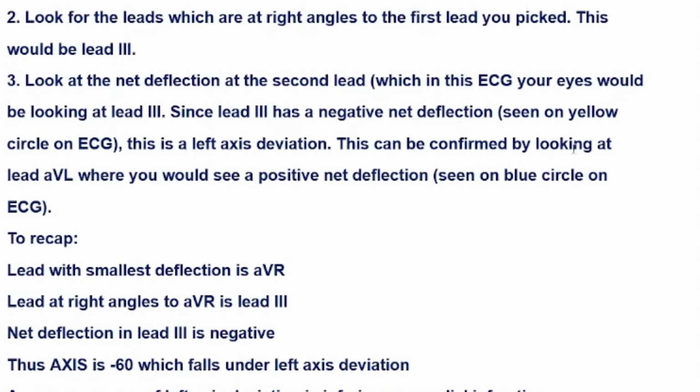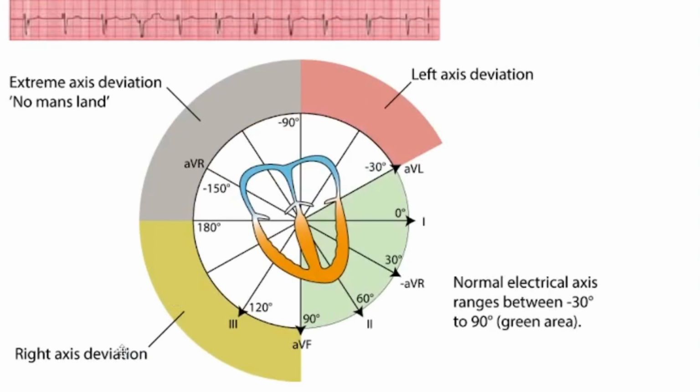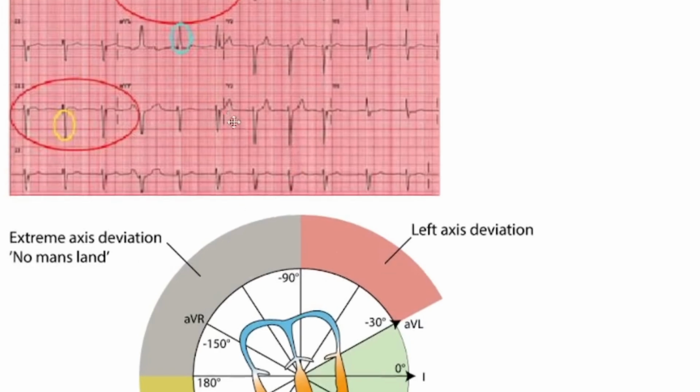This can be confirmed by looking at lead aVL, where we can see a positive net deflection, and in lead 3 here we are seeing a negative deflection. If this is minus 30, here it will be minus 60, and its net deflection is negative.